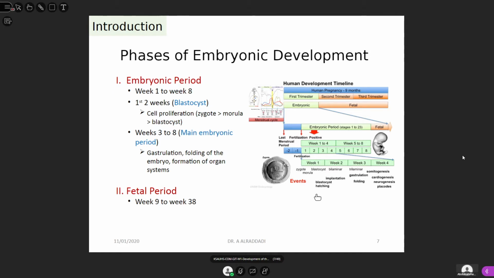It's an active period, involving gastrulation, folding of the embryo, and formation of the organ systems: somitogenesis, cardiogenesis, neurogenesis, and placodes. After that, the fetal period. Just to remind you that most of the congenital defects occur in the main embryonic period from week 3 to 8.